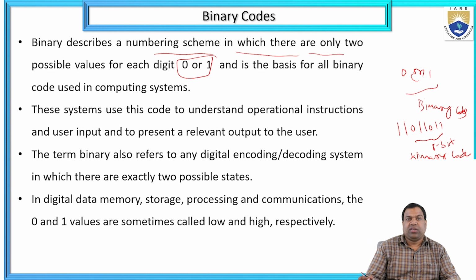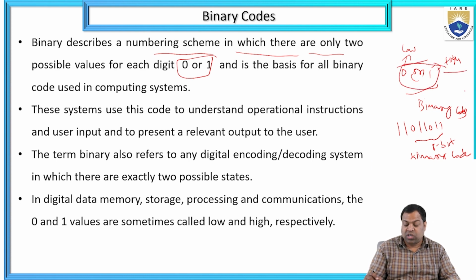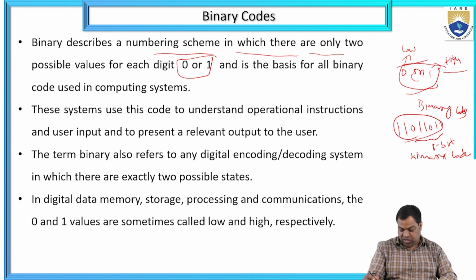And the term binary also refers to any digital encoding decoding system in which there are exactly two possible states. In digital data memory, storage, processing, and communication, the 0 and 1 values are sometimes called low and high respectively. Suppose if I am taking 0, that is low, and I am taking 1, that is high. Low and high will depend on your binary code, 0 or 1. So low and high I will be referring to in binary code.